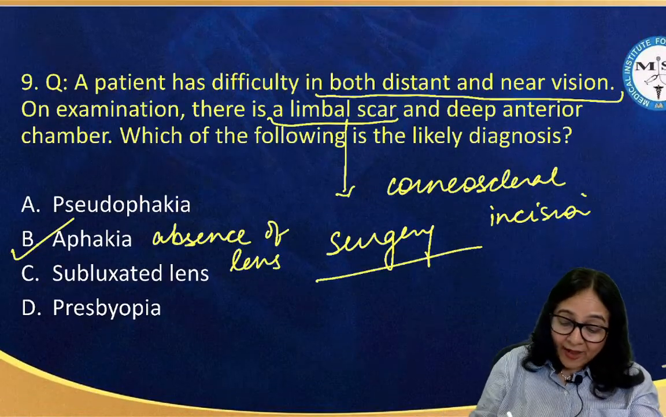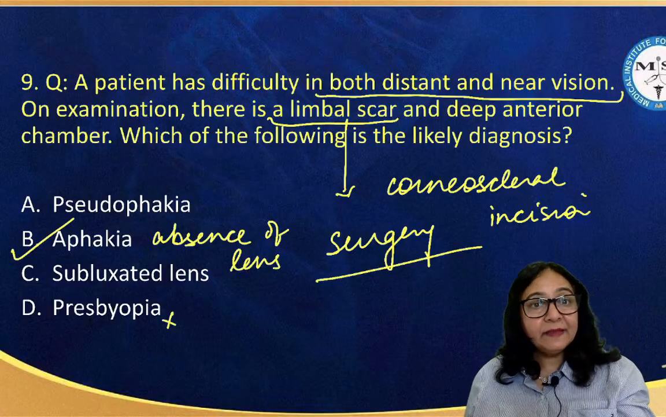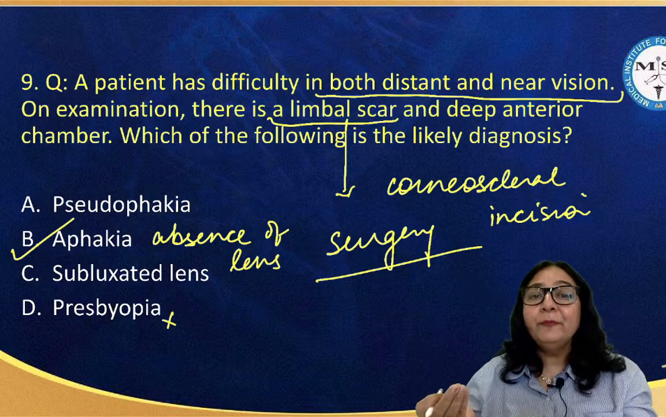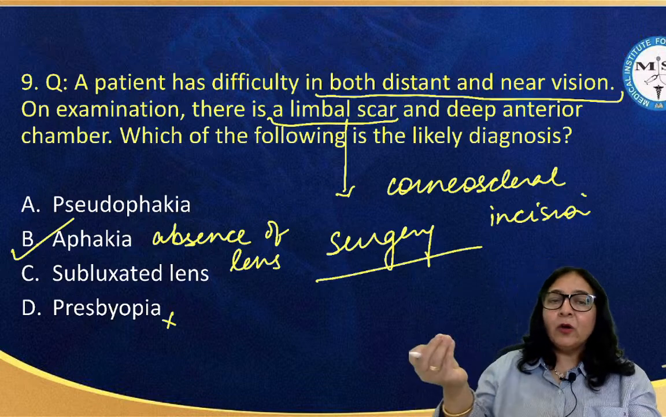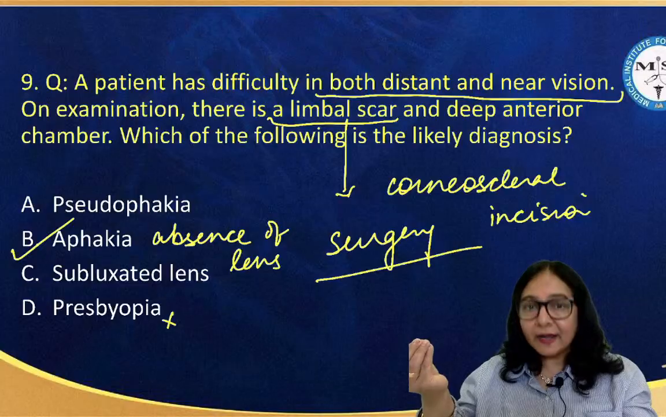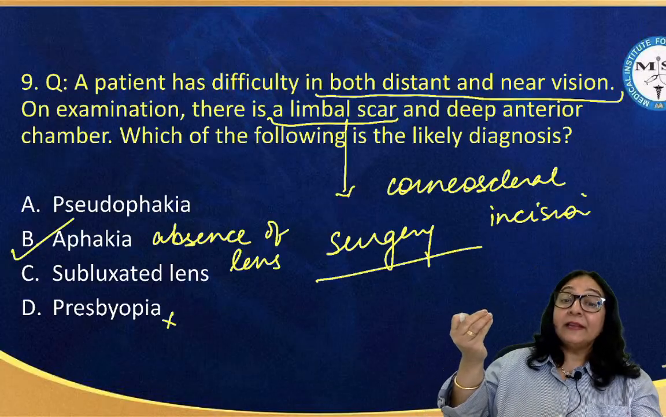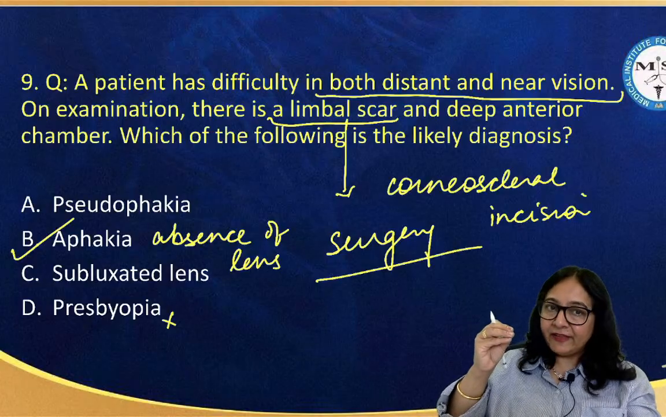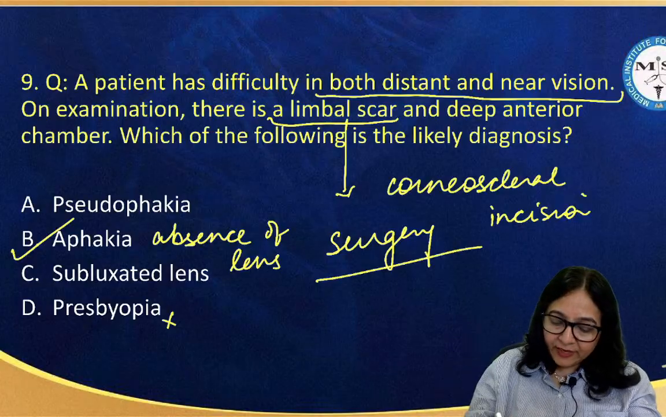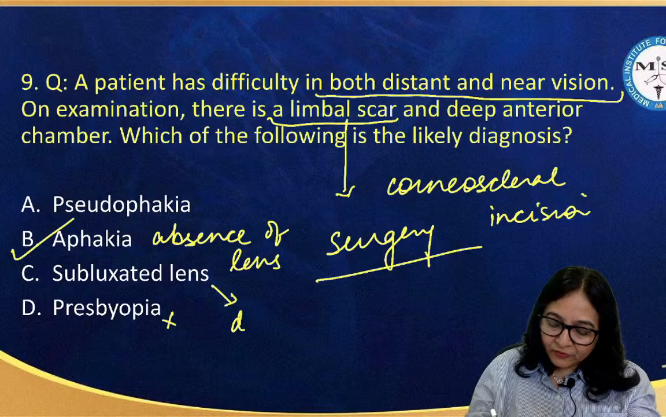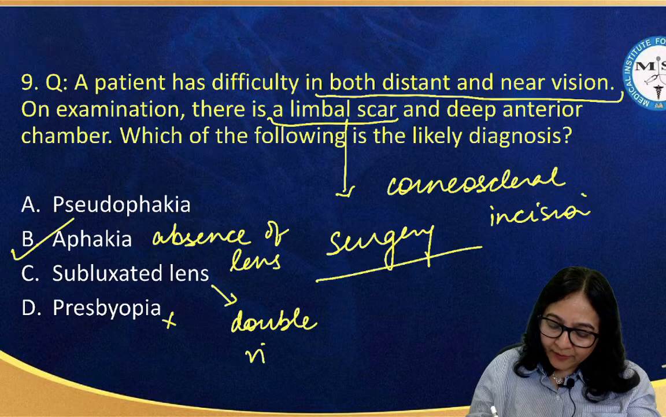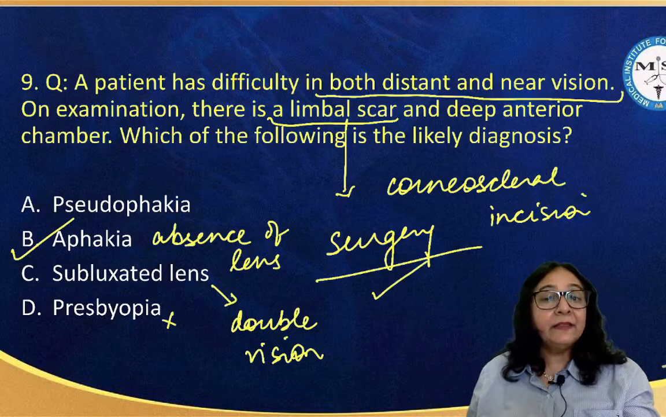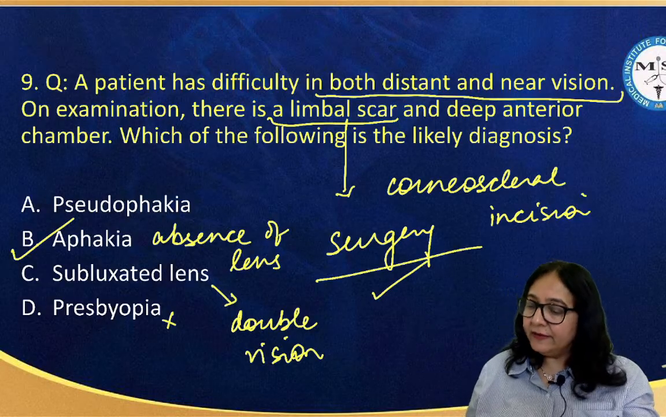Okay? Why not presbyopia if something like this is there in the option? Because presbyopia, the lens should be there. There will not be the deep anterior chamber, no scar. Okay. Subluxated lens, if the lens is not in its position, again the vision can be affected, but mostly it leads to double vision. Subluxated lens usually leads to diplopia or double vision, and no, the limbal scar here indicates that they are telling you the past history of the surgery.